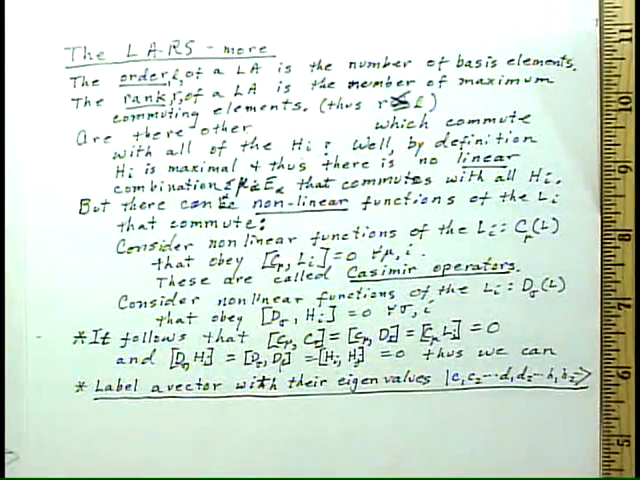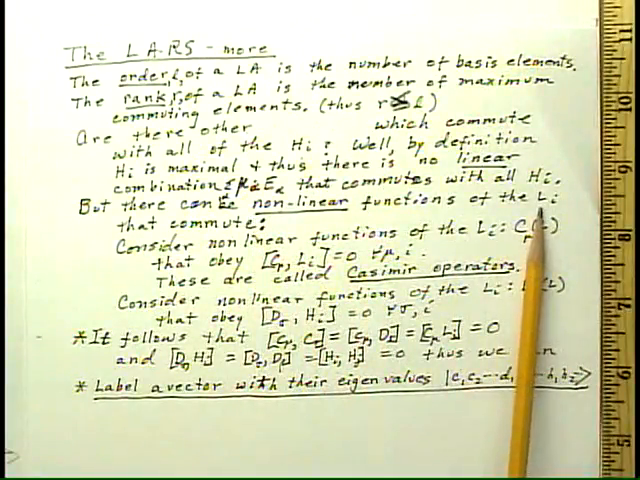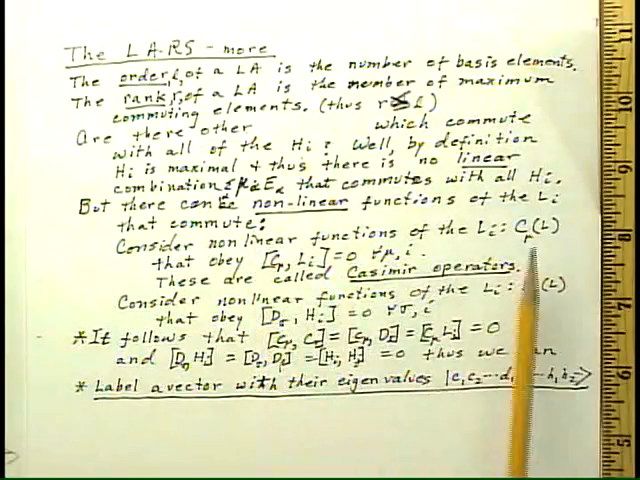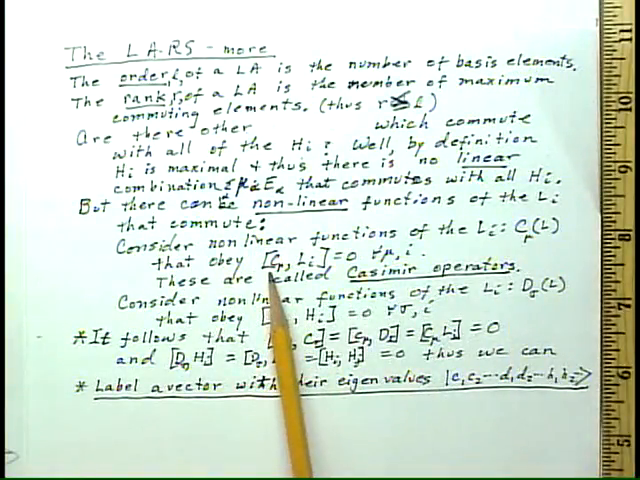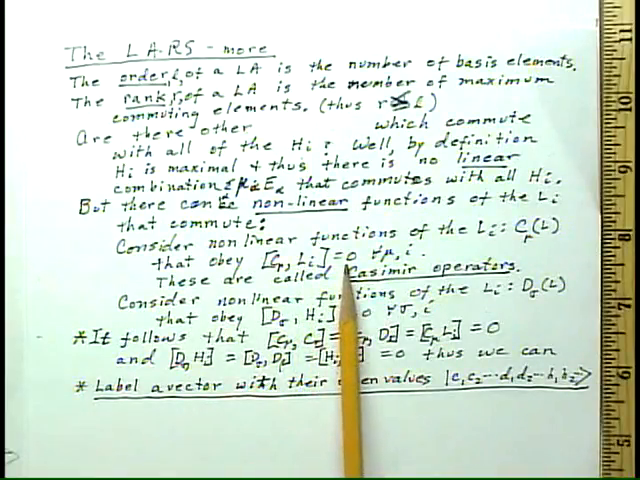Now, one of the main things that we learned in that last lecture was that you can have nonlinear functions of the L's that do commute with everything, and these are called the Casimir operators. There are a whole set of those. And these Casimir operators are such that the C_mu's, for mu equal to 1, 2, 3, and so forth, commute with every one of the L's. A perfect example is J squared with angular momenta.